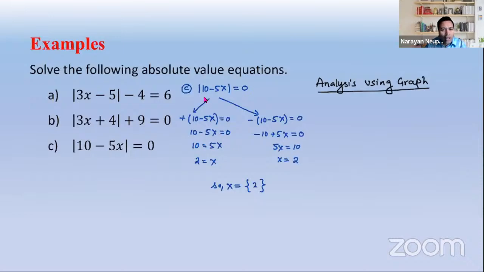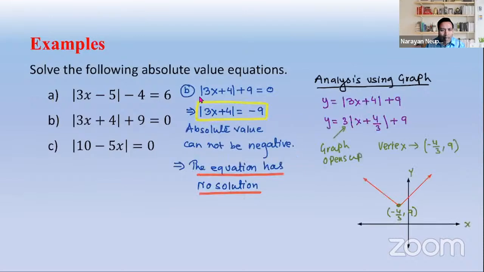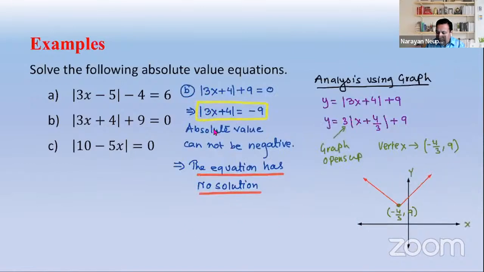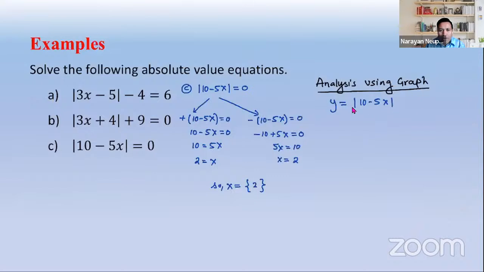So here, our equation is 10 minus 5x equal to 0. So I can write y equal to absolute value of 10 minus 5x. But normally, if you look at all the examples that we have done so far, look at the screen now. Here we have x in front. Also in the first one, we have x in front. So we'll try to write x in front in this one also.